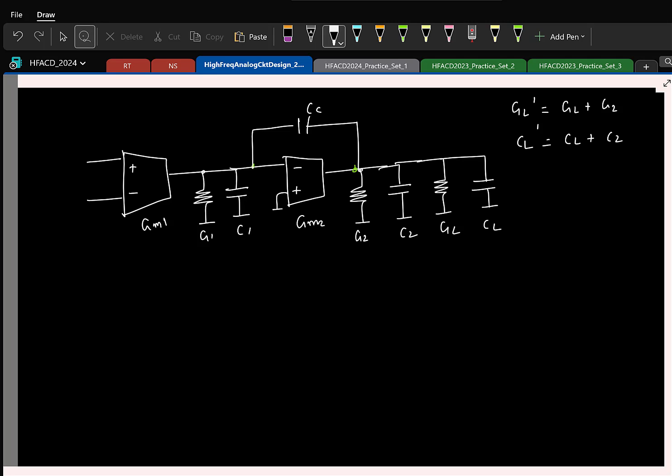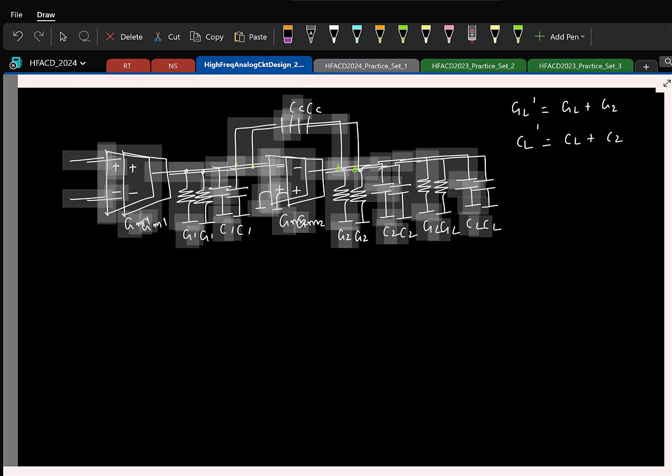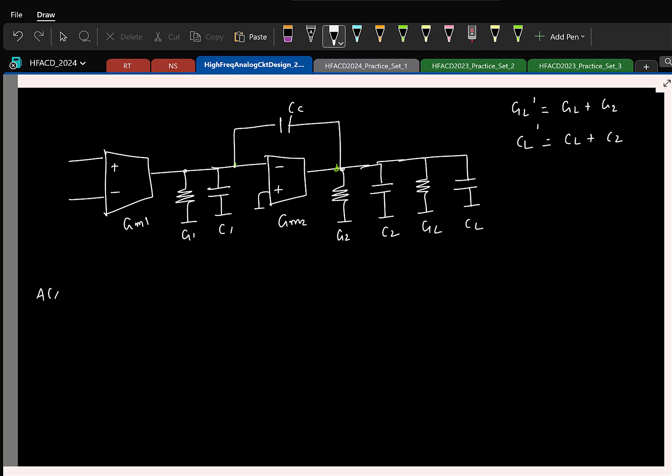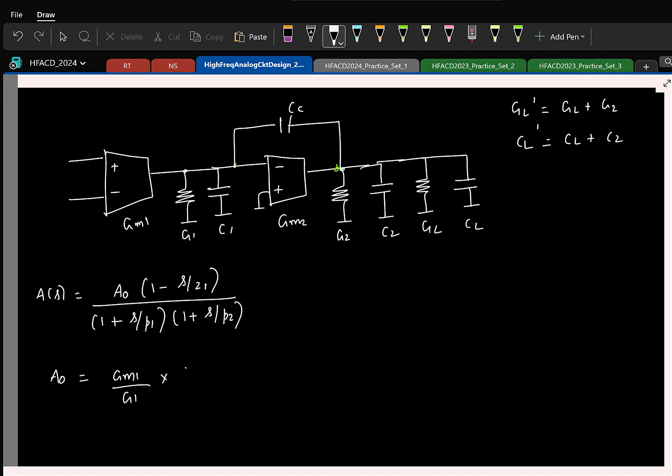So here, as we saw, there were two poles and one right half plane zero. I can write the transfer function as A0 into 1 minus S by Z1, by 1 plus S by P1 into 1 plus S by P2. Can you tell me what is the DC gain here? A0 is the DC gain in terms of the parameters. GM1 by G1 times, not G2, the total conductance is GL prime, right?